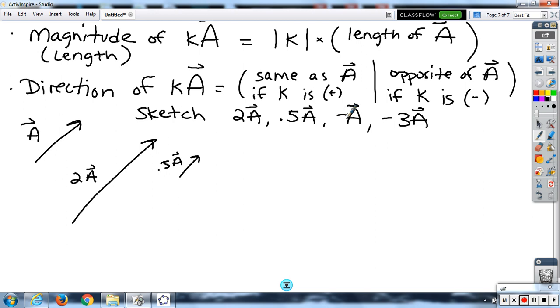Minus a will have the same length as a, but because it's negative, it's going to be pointing in the opposite direction of a. So it'll look something like this. And then finally, minus 3a is 3 times the length of a, but pointing in the opposite direction. So it looks something like that.